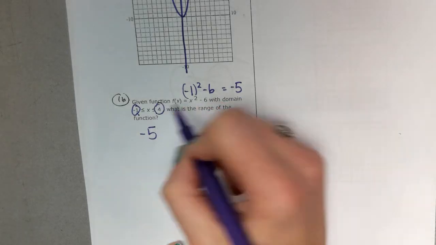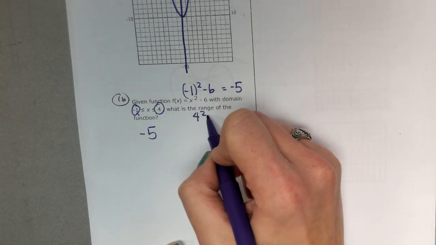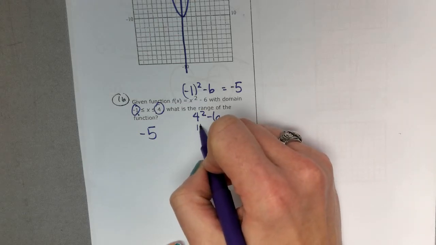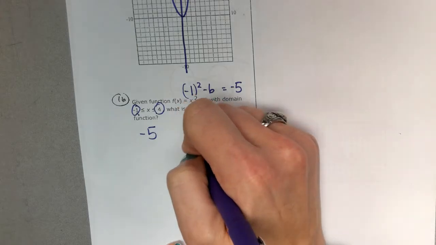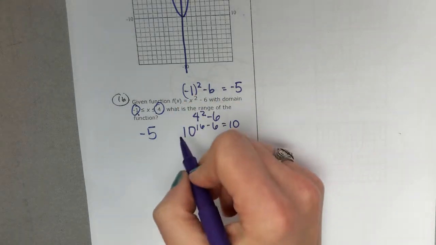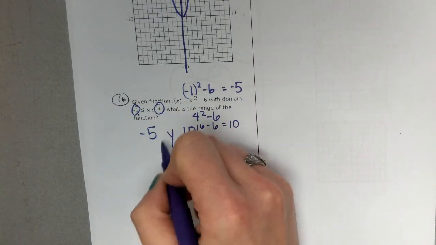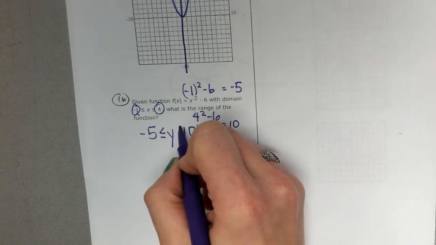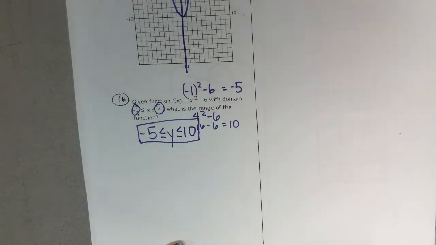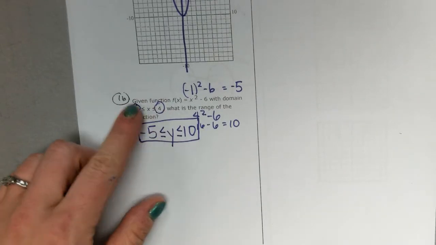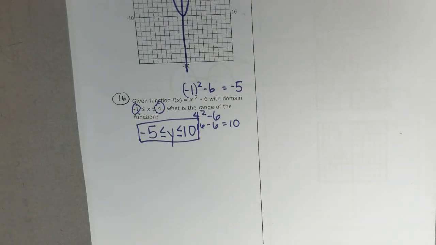And then 4 would be 4 squared minus 6. This is 16 minus 6 equals 10. That's your second number. So then you just need to put your y in between, and it's always less than or equal to. That is your range. Isn't that super easy? You just have to plug in what they gave you.